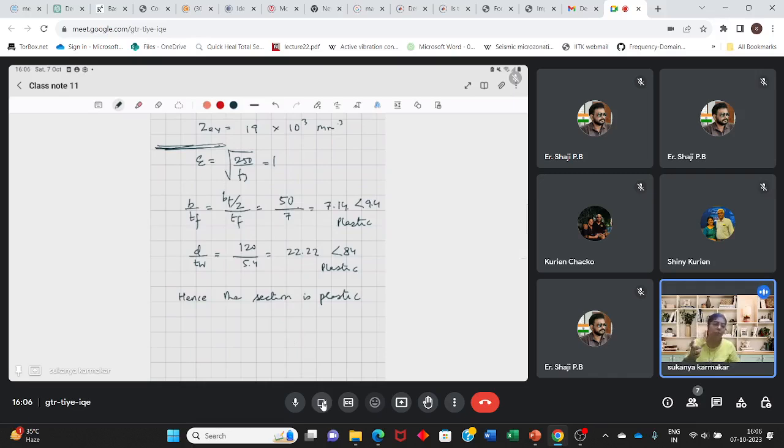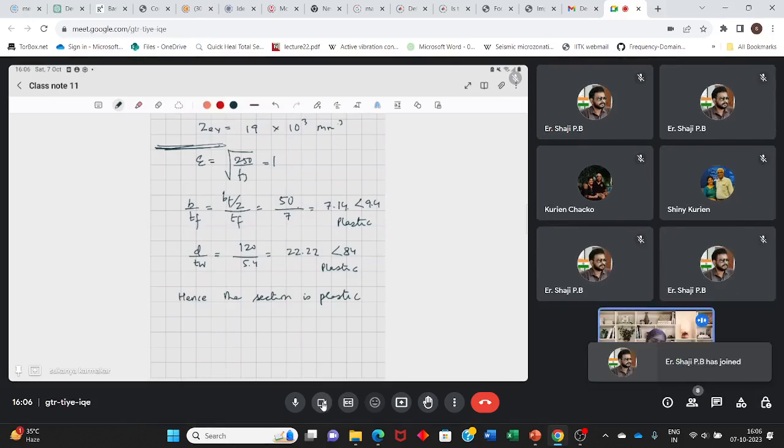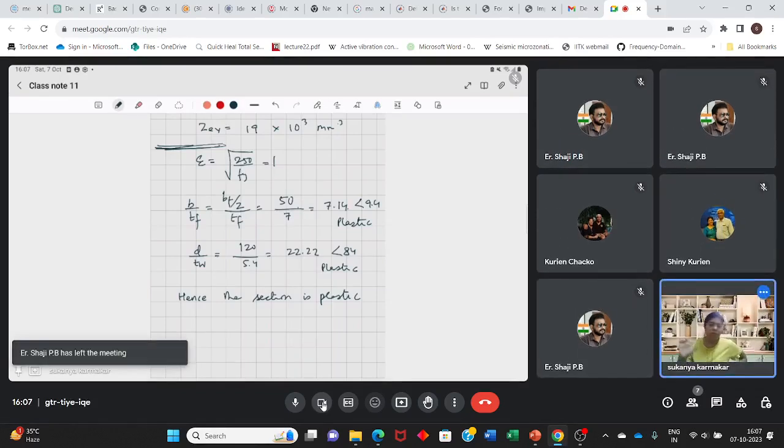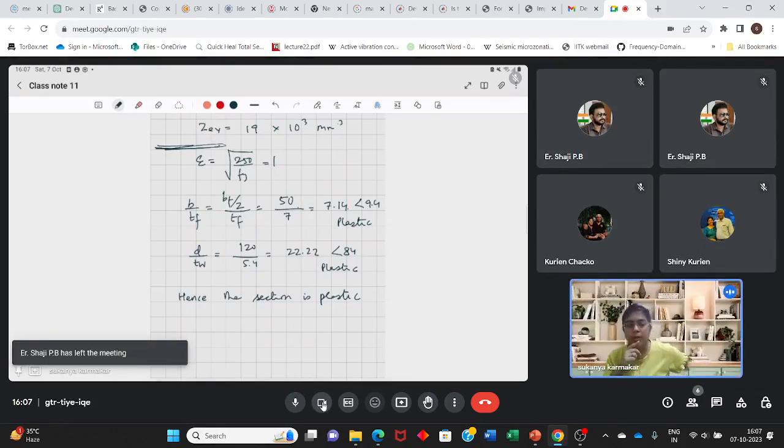For plastic and compact sections, beta B is 1, and for plastic and compact sections you can use the plastic section. For semi-compact sections, that kind of section can't develop the plastic moment capacity. Plastic sections can develop the plastic moment capacity, or what do I call it? The design bending strength. Using the term design bending strength would be wrong.